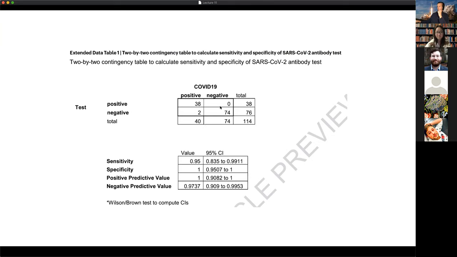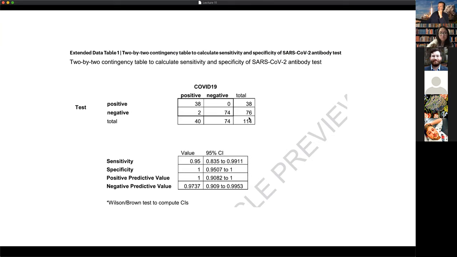And if you look at this confusion table, or 2x2 contingency table, you can see that among 40 positive cases, the test came back positive 38 times and missed 2. So this is how they get 2 out of 40. So that's your sensitivity, and your specificity is, there were no false positives, right? So for the negative samples, the test always came back as negative.